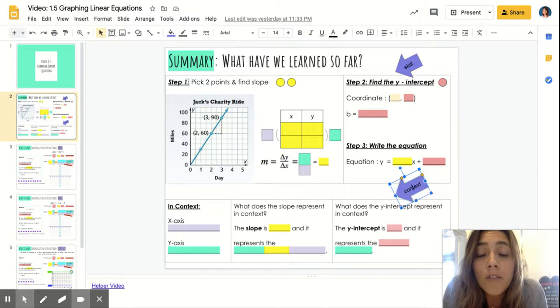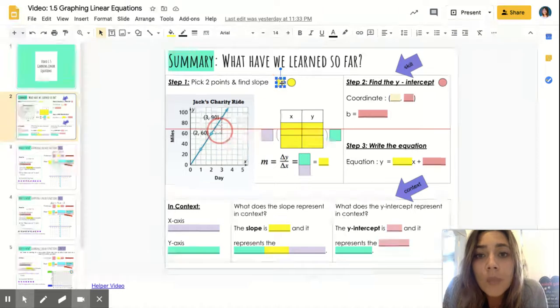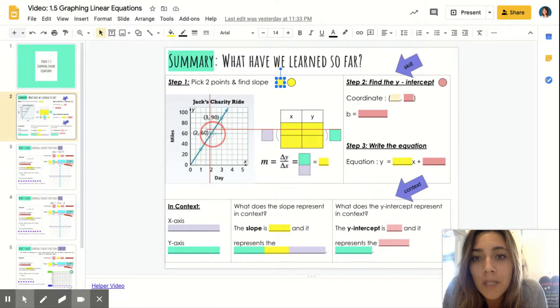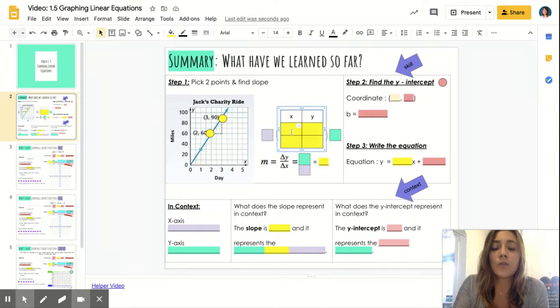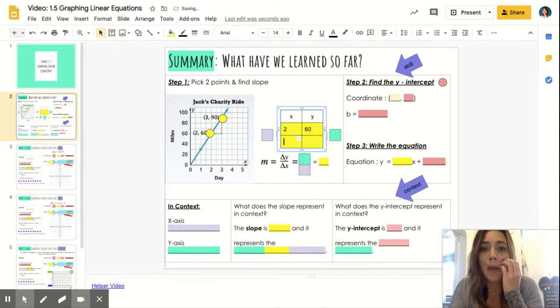So step one for writing an equation is to pick 2 points and find the slope. I'm just going to pick the 2 points that were given to me because it's already labeled for us. Again, if this wasn't given to us, what we have to do is look at our x-axis and our y-axis for those numbers. So that first one is 260, and that second one is 390.